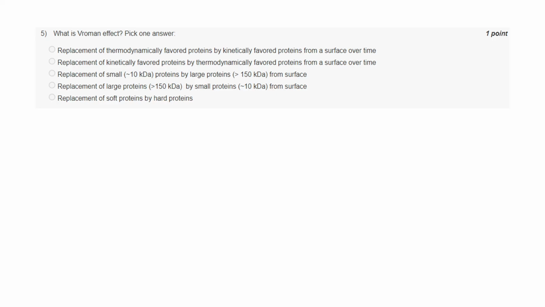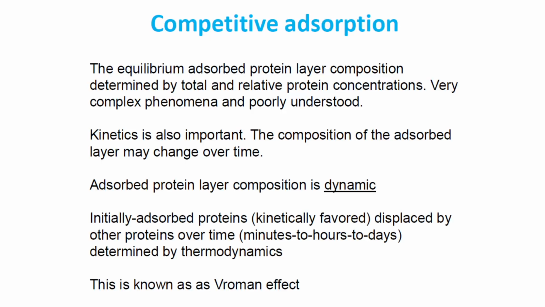Okay, let's move on. Let's look at the answer. So all of you were correct. The correct option is replacement of kinetically favored proteins by thermodynamically favored proteins from a surface over time. This effect is known as Vroman effect. As we saw in the previous question as well, there is something known as competitive adsorption. Whenever you have a biomaterial exposed to proteins, initially the kinetically favored proteins are going to adsorb on that surface. Kinetically favored means whichever proteins are in the vicinity of that material and in high concentration are quickly going to adhere to that surface.